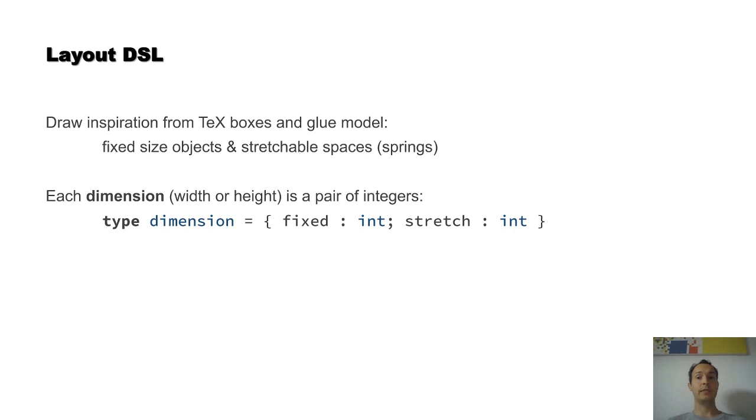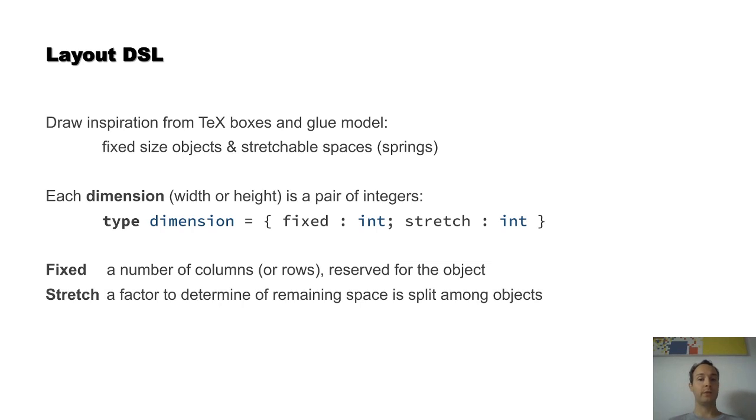We solve the first problem with a layout domain-specific language, or DSL. It is loosely inspired from TeX. The idea is that there are fixed size objects that have some space requirements and stretchable ones that can adjust to the space available. To implement that, we extend the notion of dimension to be a pair of integers. The fixed part is the same as Notty images size. It's a reserved number of columns or rows. But the stretch part is a factor that we use to determine how to share the rest of the space.